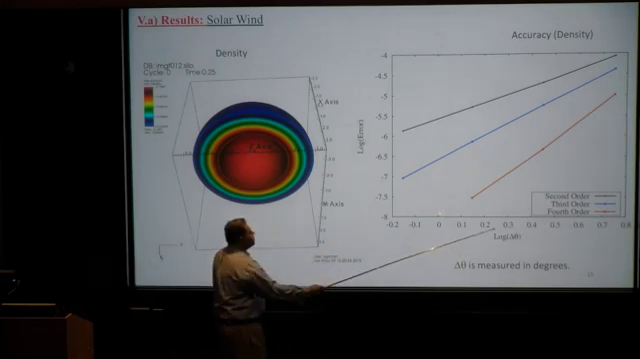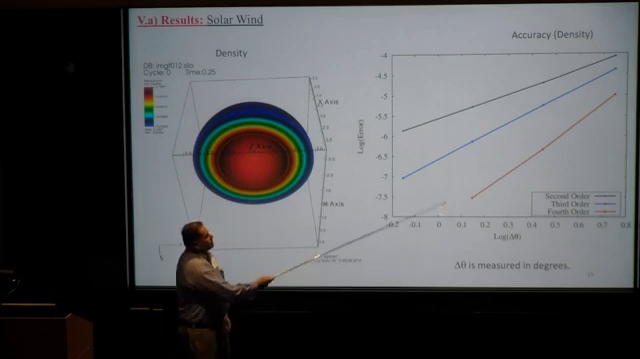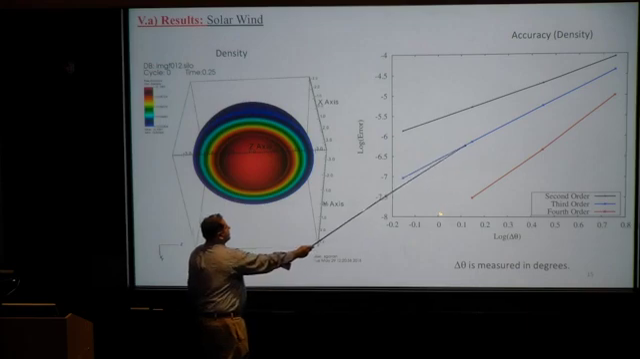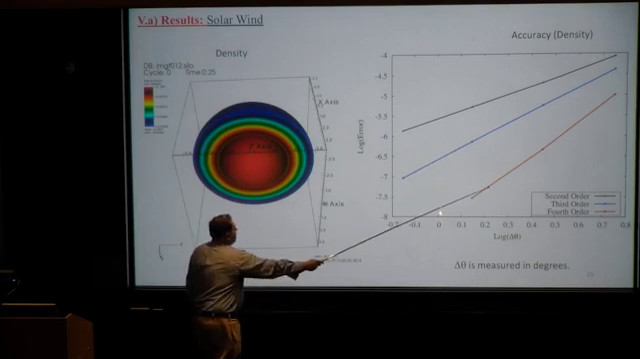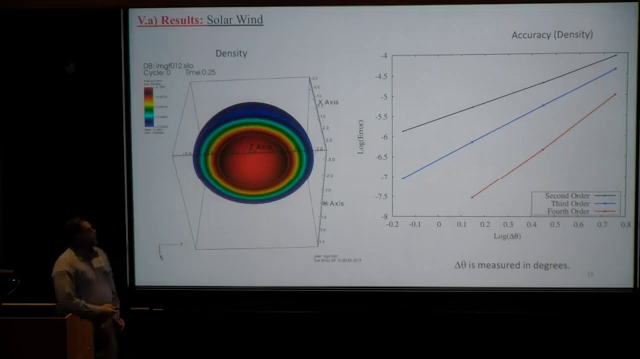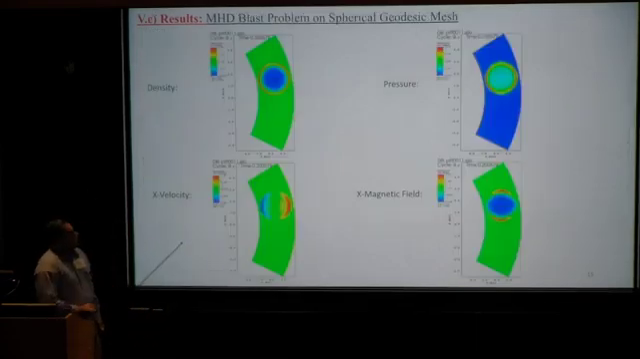So if you have improvements in angular resolution, you can see that our second order scheme preserves second order accuracy, our third order scheme preserves third order accuracy, our fourth order scheme preserves fourth order accuracy. And this is as true for hydrodynamic as for MHD simulations shown here.